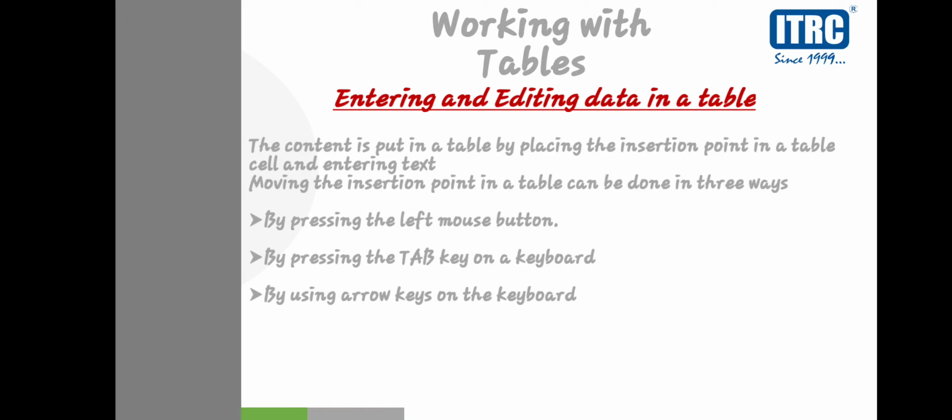Entering and editing data in a table. The content is put in a table by placing the insertion point in a table cell and entering text. Moving the insertion point in a table can be done in three ways: by pressing the left mouse button, by pressing the tab key on the keyboard, by pressing the arrow keys on the keyboard.